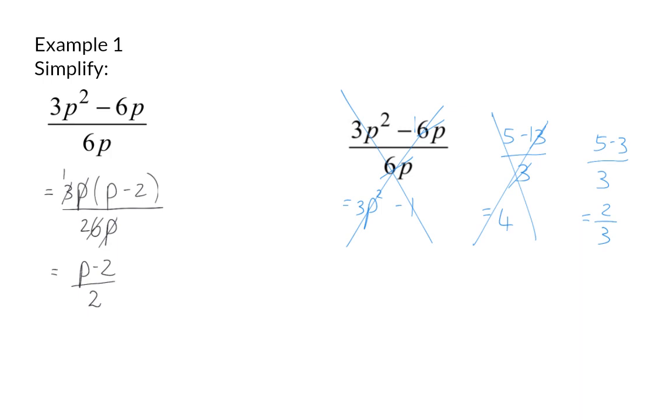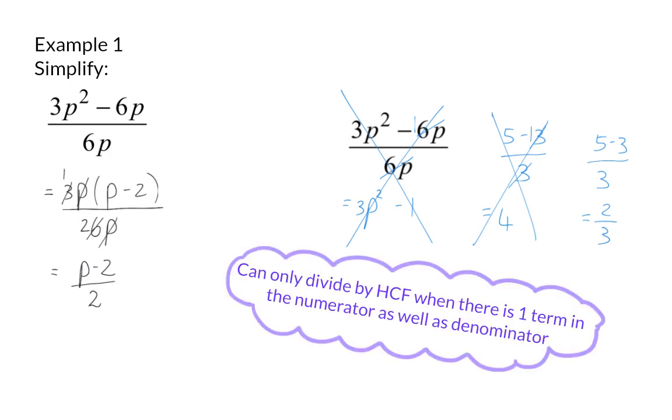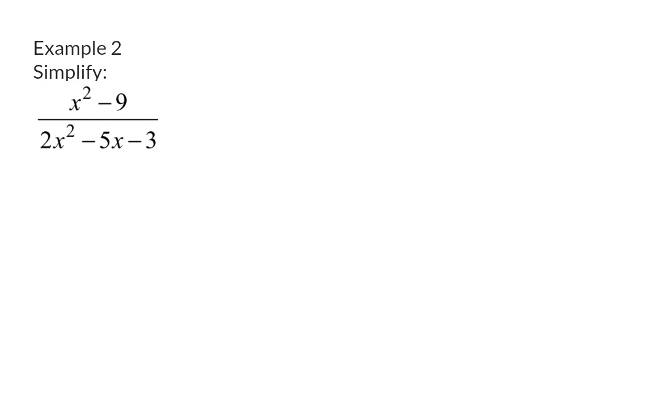Therefore, it is very important to remember that you can only simplify by dividing the numerator and denominator by the highest common factor when there is only one term in the numerator as well as denominator. Example 2. Simplify. Here we once again have one term which is a fraction, but both the numerator as well as denominator have more than one term. Therefore, we need to determine the factors of both by factorizing.